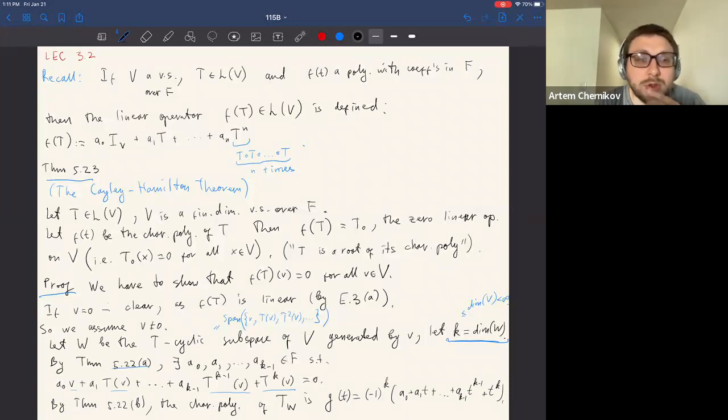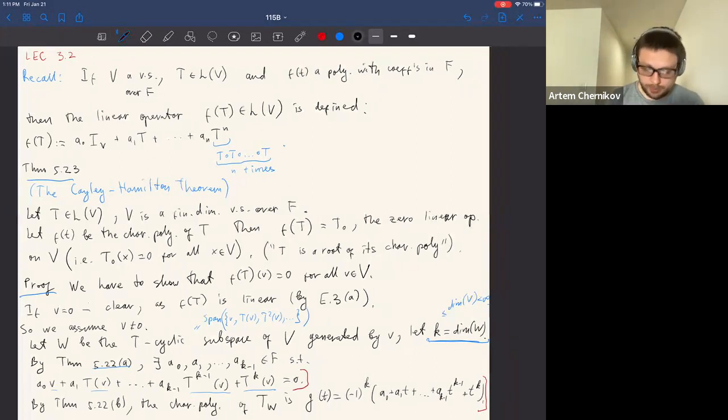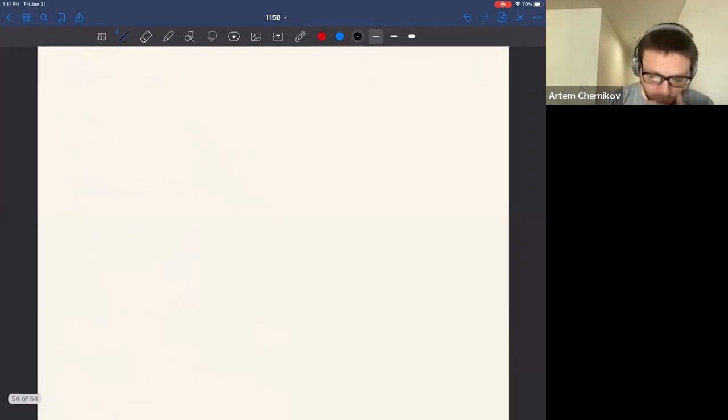All right, so now we have these two equations. The first one says that this is equal to 0, and the second equation gives us an expression for g. Let's combine these two things, so I'm going to a new page. Let's calculate g(T) evaluated on v. Note that here it is a capital T, so we take our linear operator T and plug it into g.